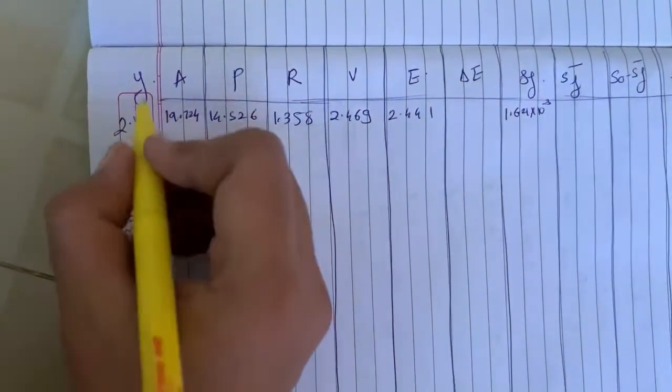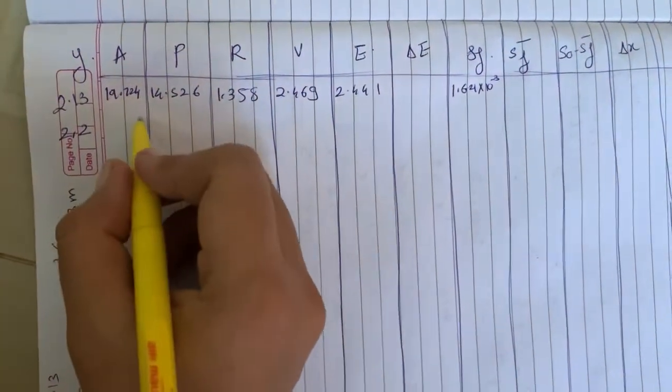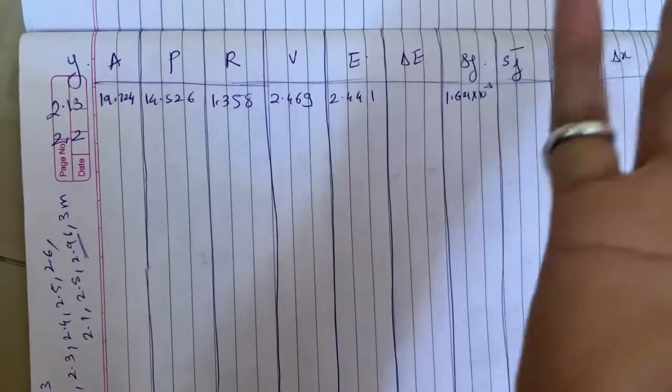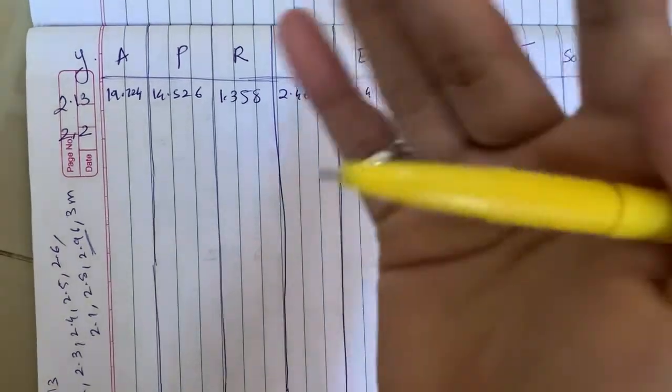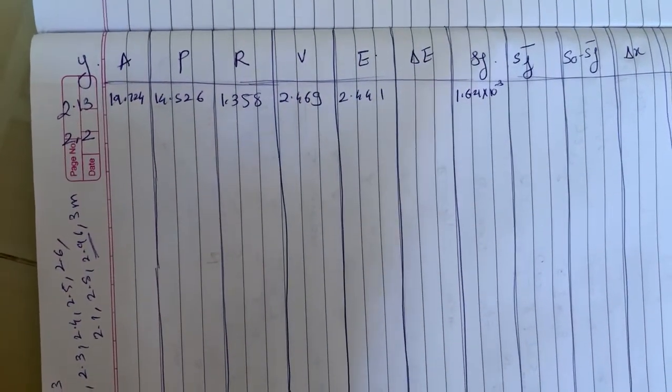So after 2.13 we have to consider 2.2. Again for 2.2 you have to use those formulas again, and you have to find the area, perimeter and R for 2.2.